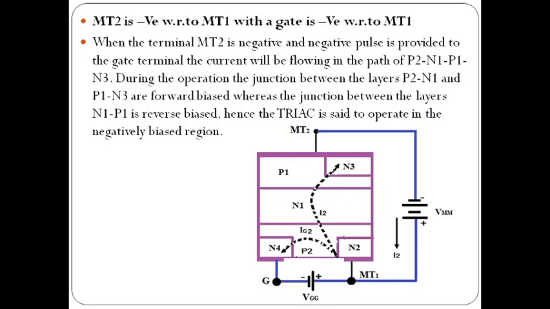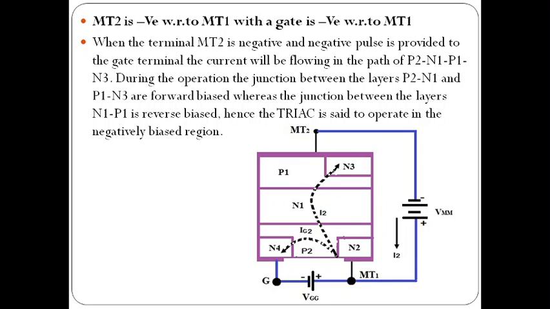When the gate pulse is negative, the N4 layer will be activated, so that N4 junction is forward biased. The charge carriers are moving from the P2 to the N4 layer. Then what happens? Due to the negative potential of MT2, that N3 layer will be activated, and the N3P1 region becomes forward biased.